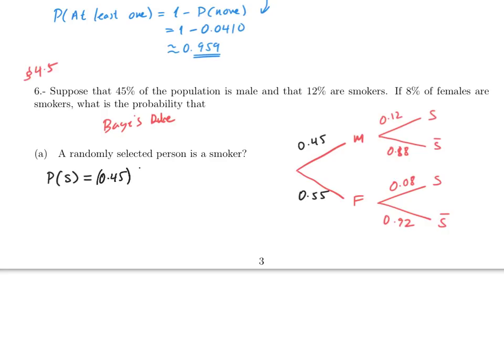0.45 times 0.12. This means male and smokes, plus female and smokes, and this is around 0.098.